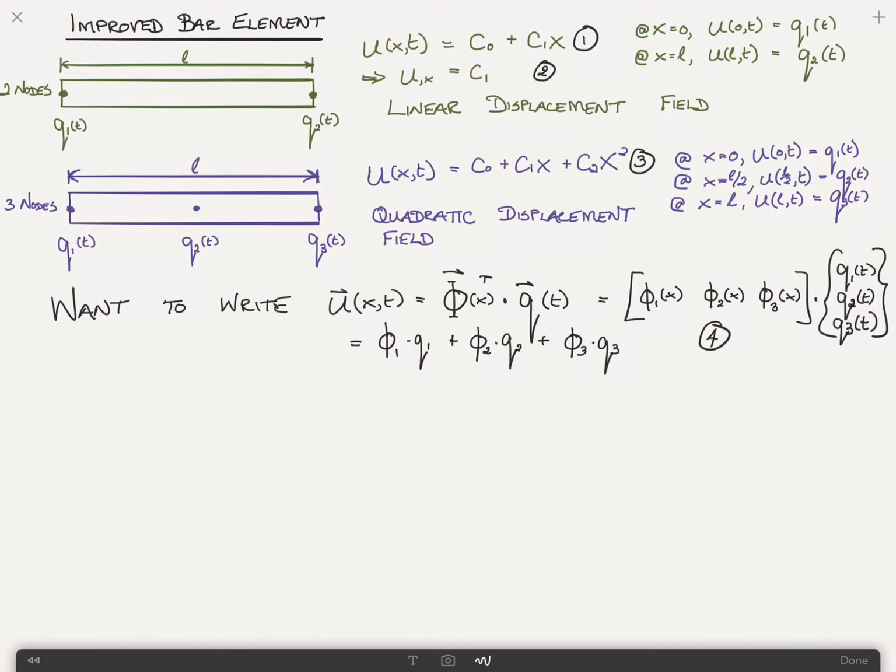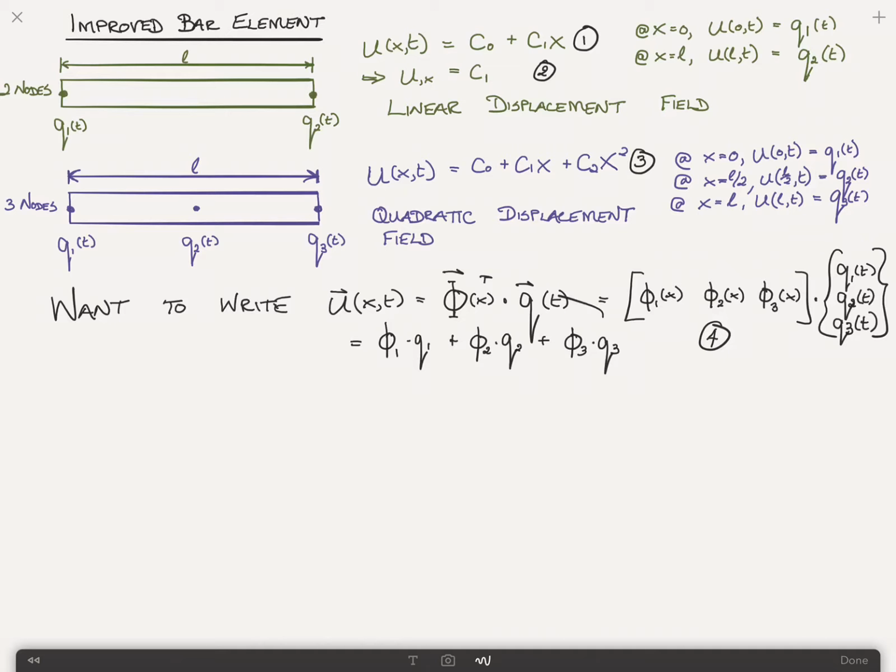Now, I want to show you a much easier way to find these shape functions as opposed to the way we did it before, when we had to substitute the boundary conditions and solve, and then rewrite it in terms of the shape functions and the nodal coordinates.